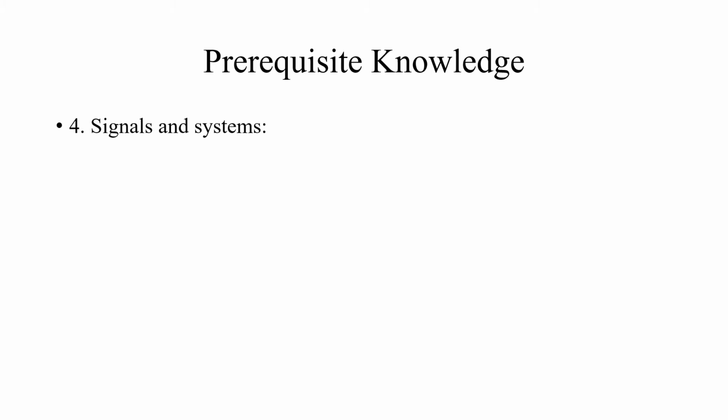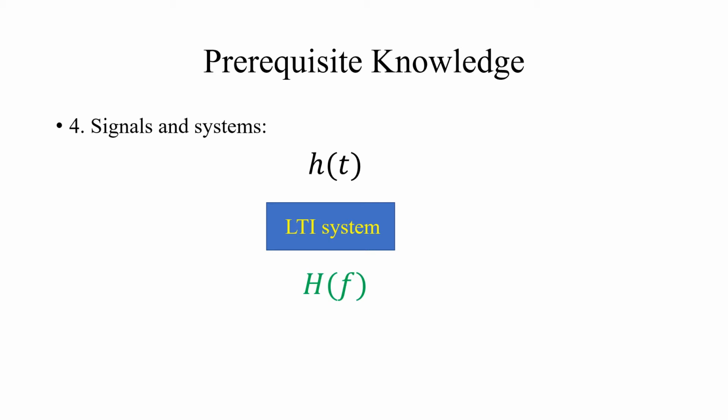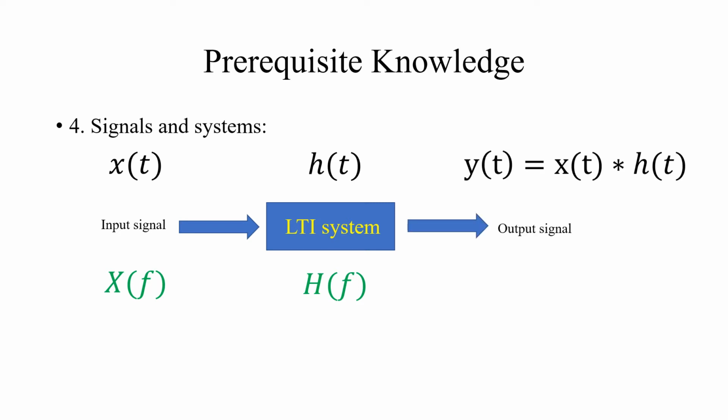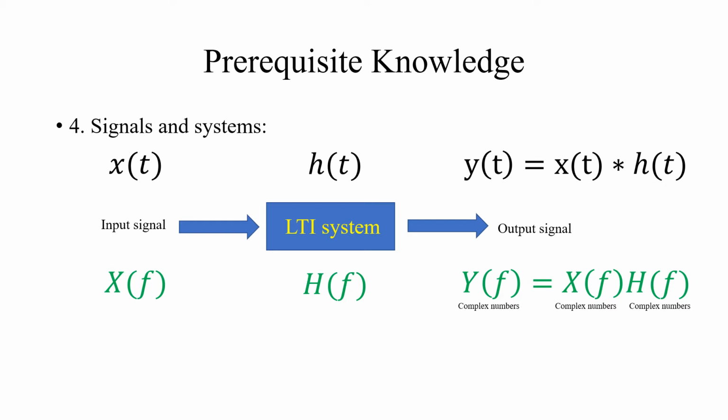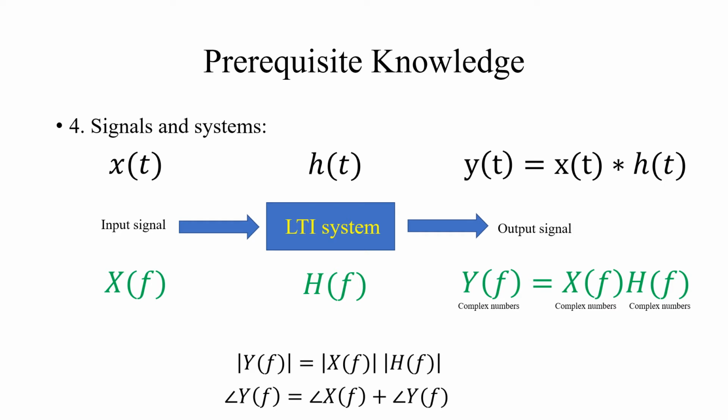Number 4. We have some basic signals and systems we need to cover. Suppose we have a linear time invariant system with impulse response h of t and frequency response capital H of f. If we send in a signal x of t, the output will be the convolution of our input signal and the system's impulse response. And from the convolution theorem, we can say that the Fourier transform of the output is the Fourier transform of the input times the system's frequency response. And since these are all complex numbers, the magnitude and phase of the output should look something like this.